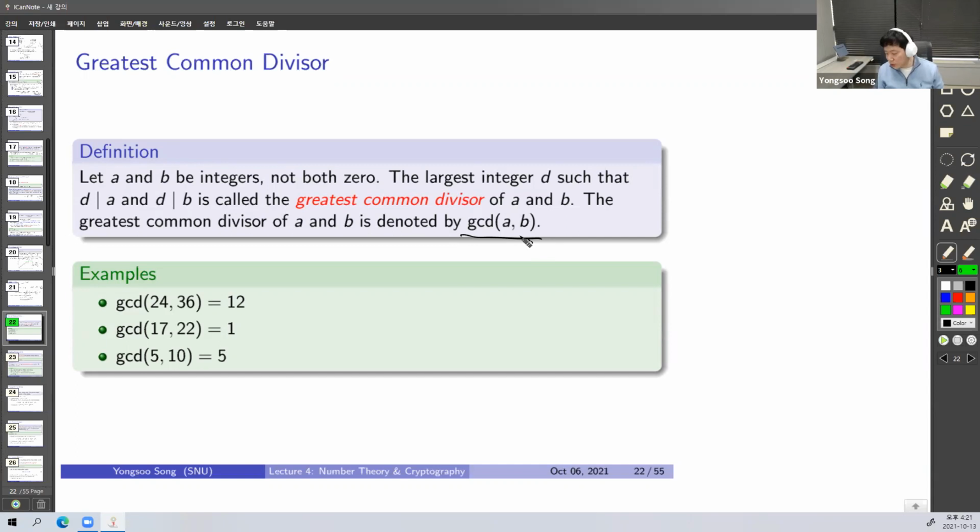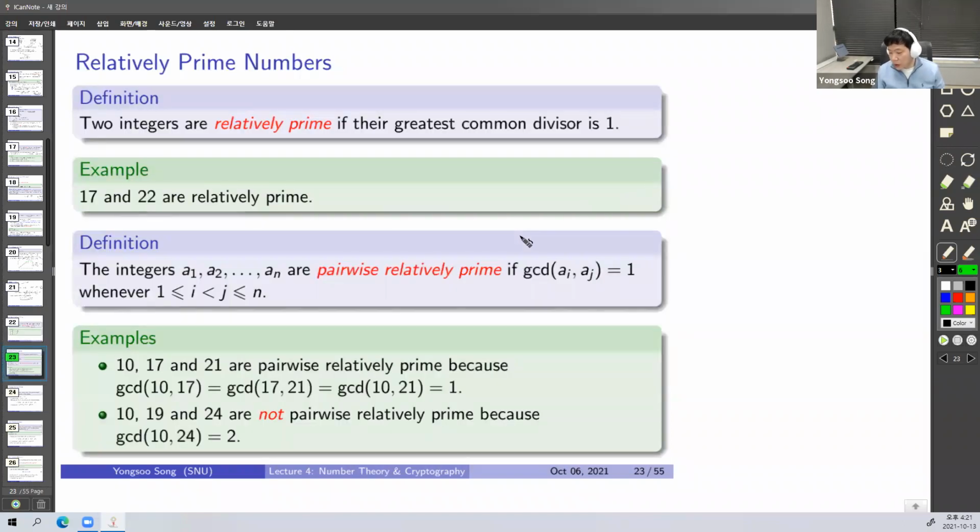So it's 최대 공약수 in Korean. I believe you're very familiar with this notion. And two integers are called relatively prime, or 서로소 in Korean, if their GCD is 1. So 17 and 22 are relatively prime because the only common divisor of 17 and 22 is 1. So 1 is the GCD of 17 and 22.